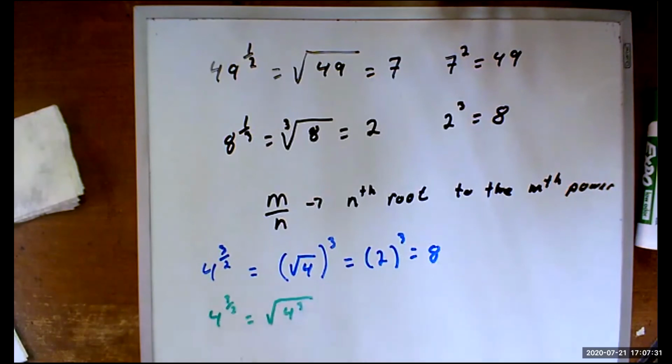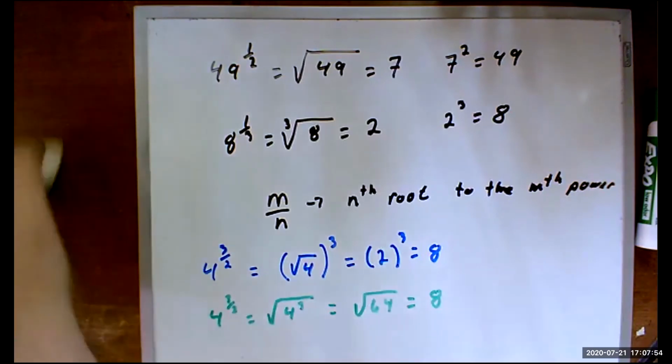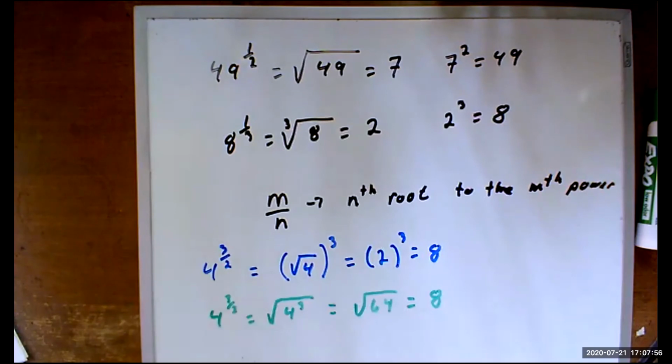I can do the exact same question this other way. I want to take the square root of 4 to the 3rd power. 4 to the 3rd power is 64, and the square root of 64 is 8. So you can see it really doesn't matter which way you go with it. It works out the exact same way both times.